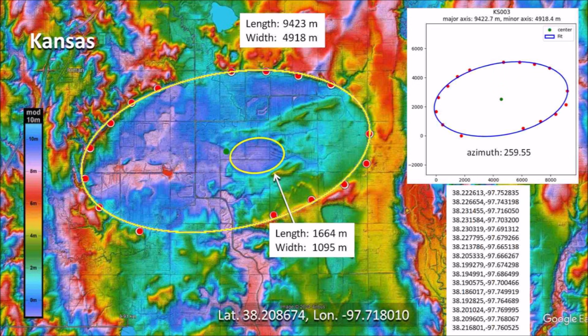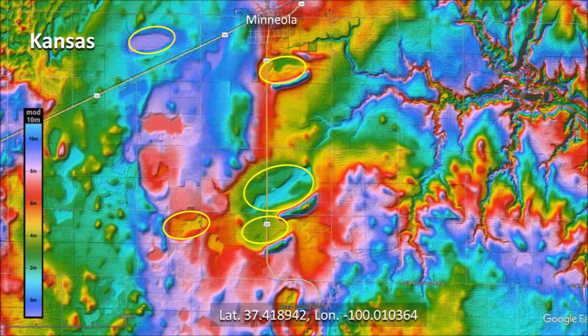The impacts that made these basins were very powerful. These examples of basins within other basins are caused by multiple impacts at the same location by projectiles with different ballistic trajectories. There are some structures near Mineola, Kansas that may be elliptical basins, but they are very degraded.